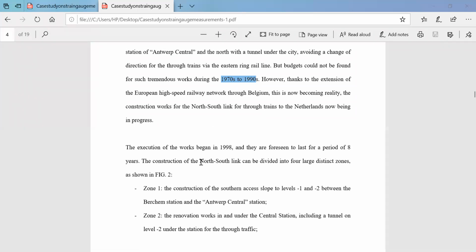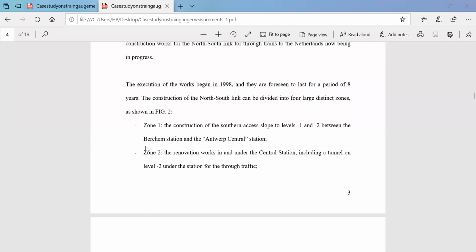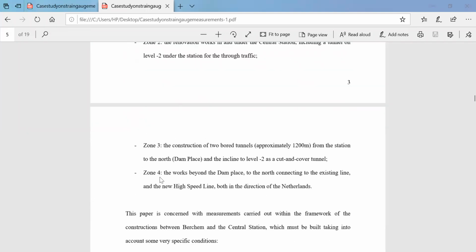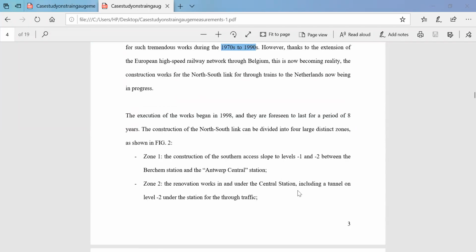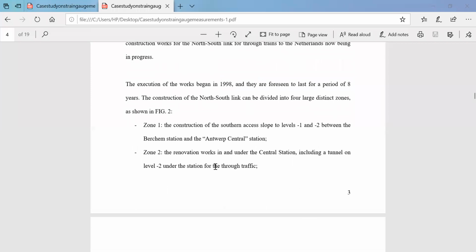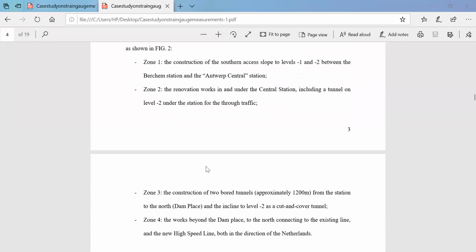The construction of the north-south link can be divided into 4 zones. They bifurcated it into zone 1, zone 2, zone 3 and zone 4, and they also specified how it will be. The construction of the southern access slope to level 1 and 2 actually has to be explained with the diagram in the PDF. There is no diagram as such here. I'm sorry; if I get one, I will kindly share it.